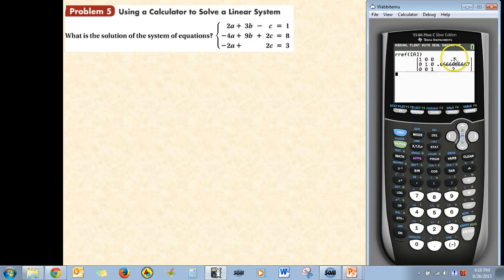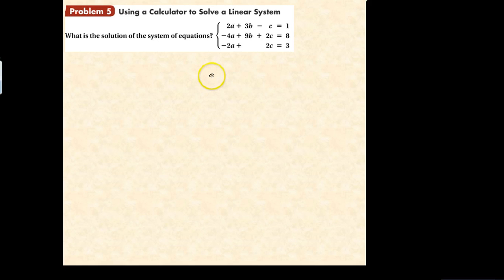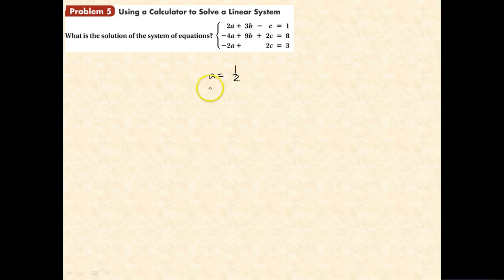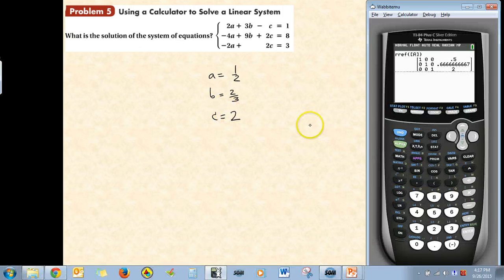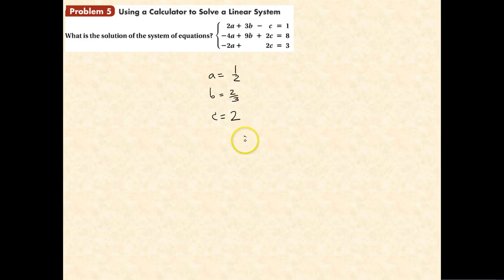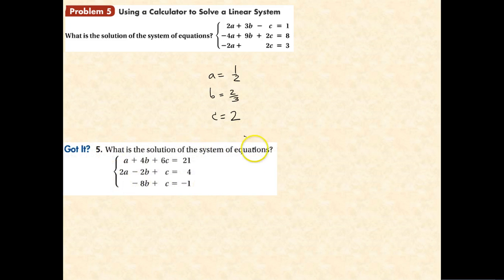And now if you don't know what decimals go to what fractions, 0.5 is 1/2, 0.6 repeating is 2/3, and then that's just 2. So it's 1/2, 2/3, and 2. So we got A equals 1/2, B equals 2/3, and C equals 2. Yep. All right, so see if you can solve this.